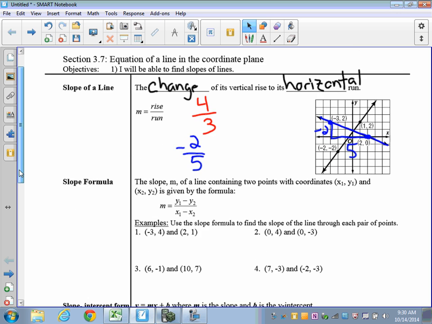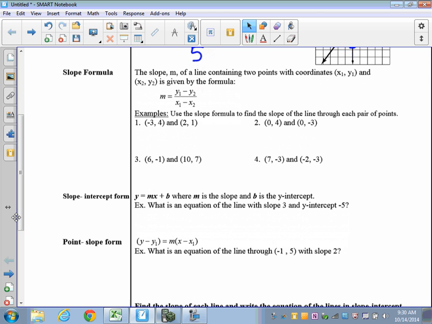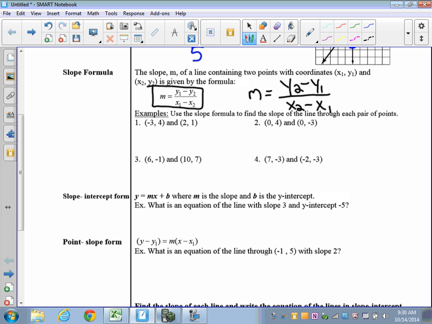What you'll be more familiar with probably is the slope formula. You should have used this a lot in Algebra 1. This is where we have 2 points and it's just y1 minus y2 over x1 minus x2. Sometimes you will also see it written y2 minus y1 over x2 minus x1. Either one works. For the purposes of this video, we're going to use this equation right here. So we're going to do 1 and 3 together. Do 2 and 4 on your own.